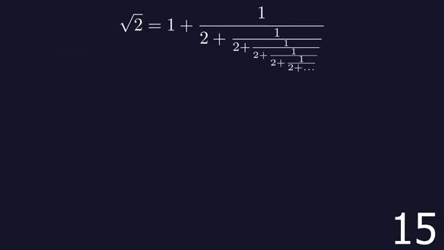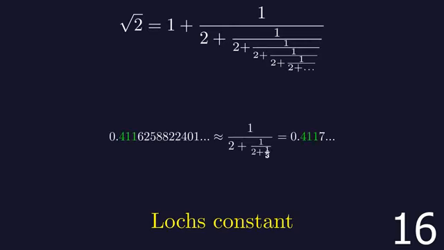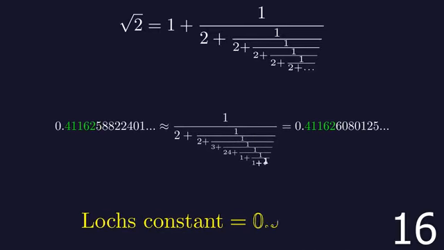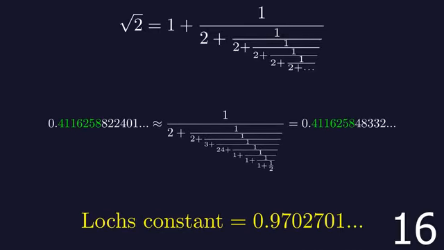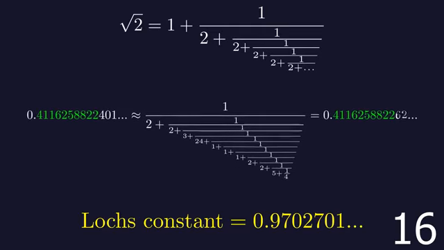Now, let's say we take a random number from the range of 0 to 1 and represent it as a continued fraction, like the square root of 2, but with a finite number of coefficients. Lochs' constant tells us how much more precision we gain by adding an additional term to the fraction. It is approximately 0.97, meaning that each additional coefficient in the continued fraction increases the accuracy of the approximation by about 0.97 decimal places.